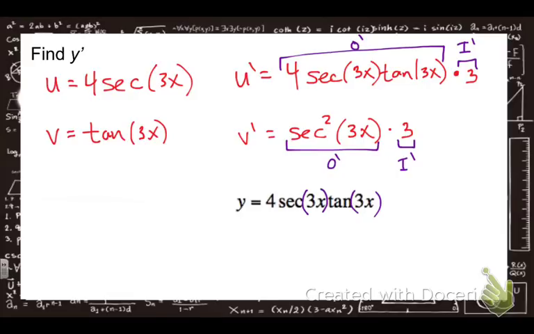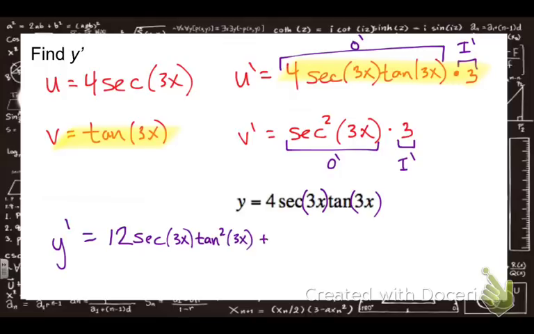All right, so remember product rule says to multiply the derivative of the first times the second. That's the ones I just highlighted. So y prime is equal to, if you look closely at what simplifies here, we have 4 times 3, that's 12. We have tangent of 3x here and tangent of 3x here. So I can rewrite that as tangent squared. And we also have this secant. So we have secant of 3x times tangent squared of 3x.